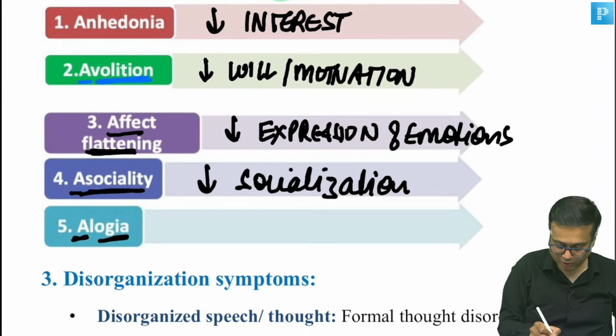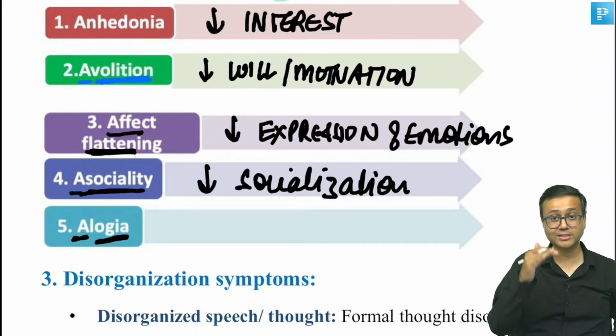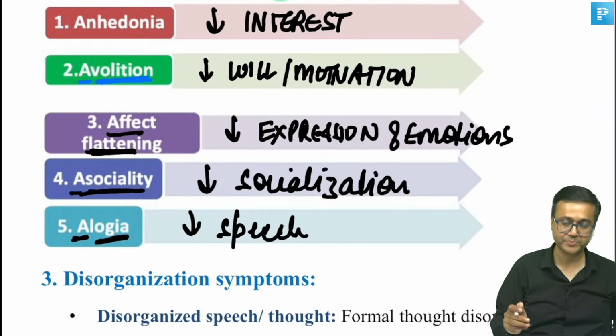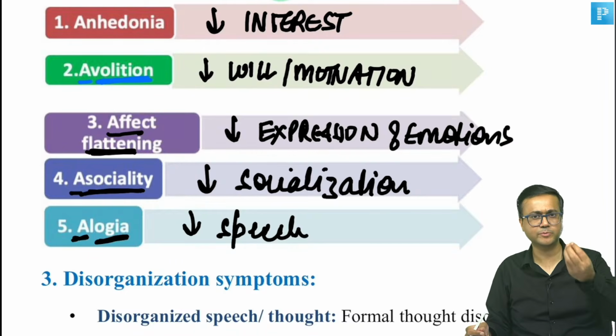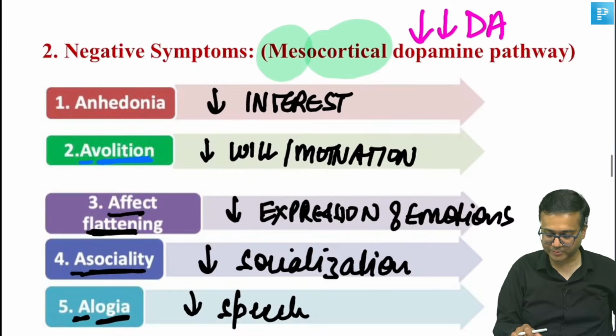Next is alogia. Beta, remember we discussed neologism, so new word. Logia means word. So what is alogia? There is decrease in speech or verbal output. Family members say that sir, he speaks very less. Very few words he speaks. So these are negative symptoms of schizophrenia.